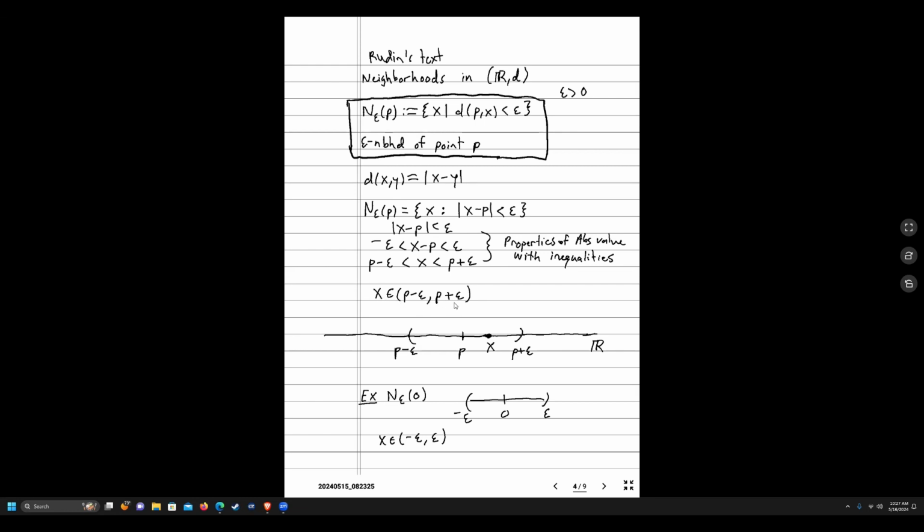X is a member of the open interval with P minus epsilon as your left endpoint and P plus epsilon as your right endpoint. Again, these are open parentheses here, so that means to not include those. So I just drew a real number line, and I drew the interval from P minus epsilon to P plus epsilon, and your point P is considered the center point of the neighborhood. And X ranges in between the endpoints P minus epsilon and P plus epsilon. And P would be considered our center point.